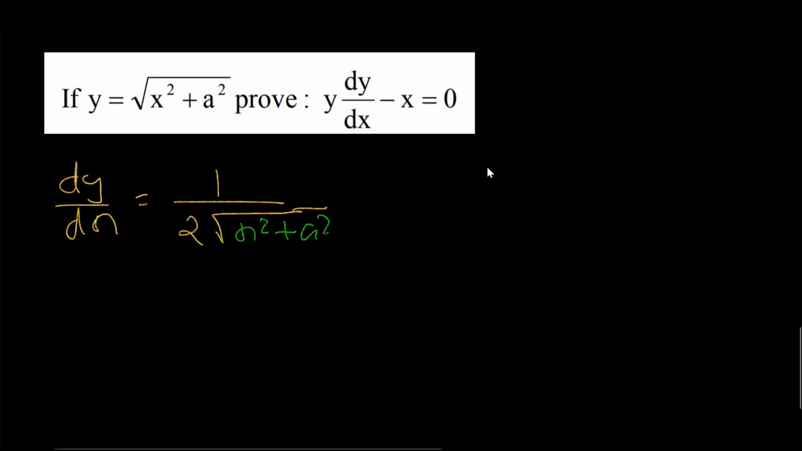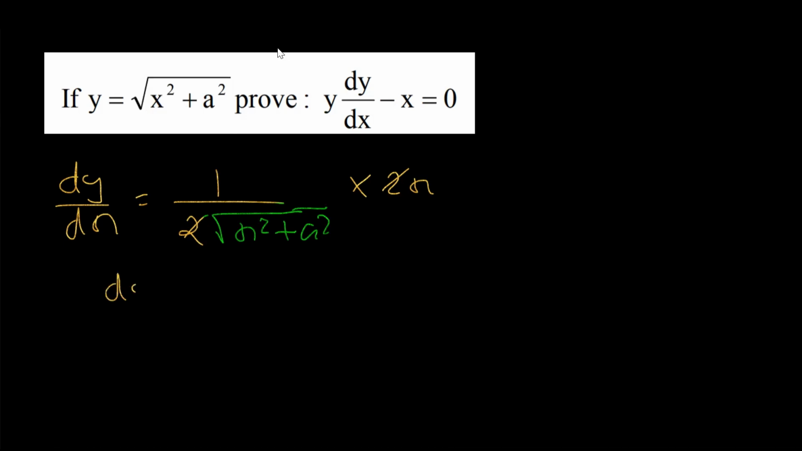Now, therefore, by chain rule, we also need to find the differentiation of this. So it's going to be what? This will give you 2x plus 0, right? Because x square differentiation is 2x, and a being constant, a square will be 0. Now we can cancel this here. And now what we need to prove, we need a y over here. This whole thing can be replaced with y. As you can see, y is this only. So that seems to be easy.